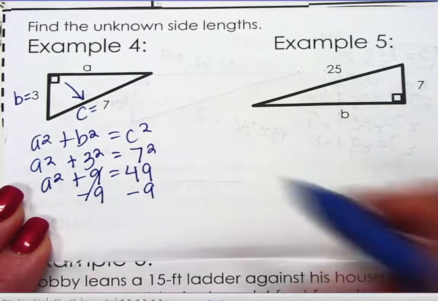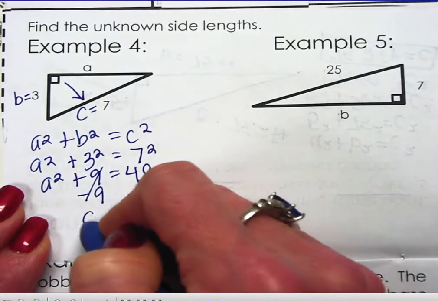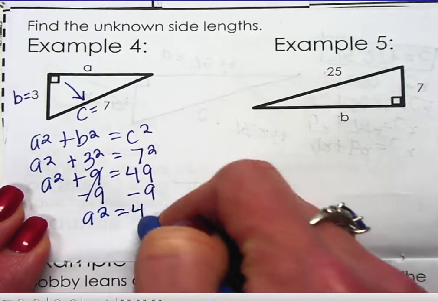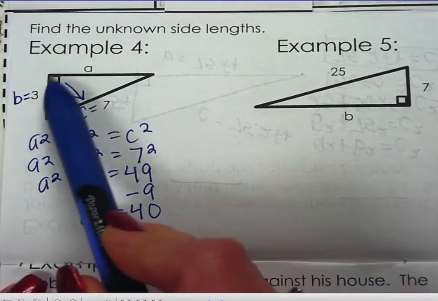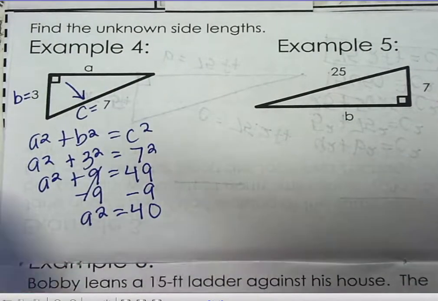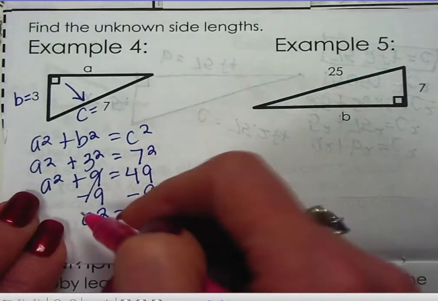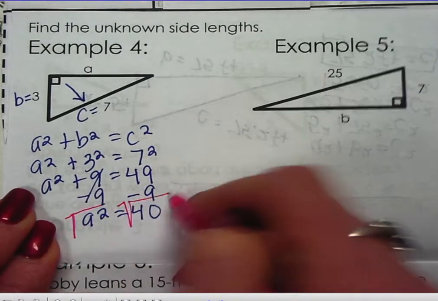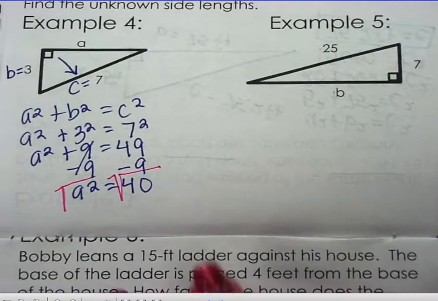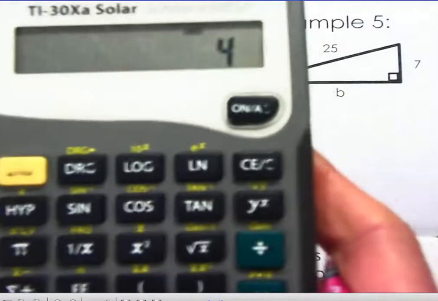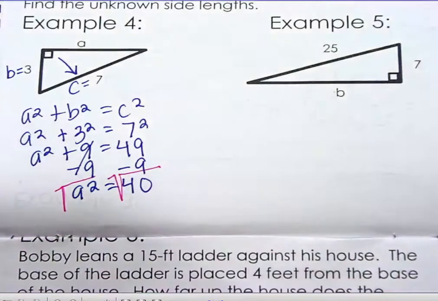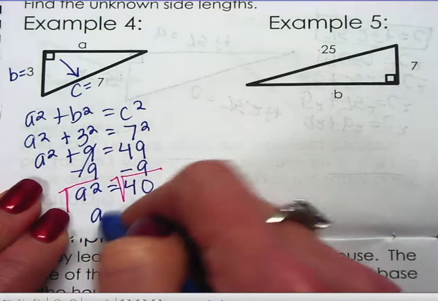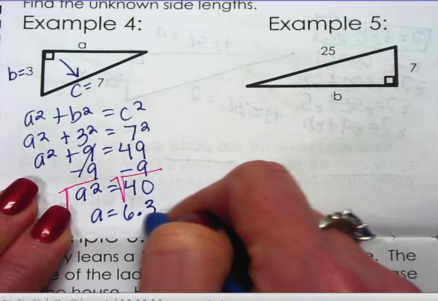So this cancels out, additive inverse property. And a squared equals 40. So again, our leg length is not 40. That's the square of our leg length. So we're going to find the square root of 40 using our calculator. I know it's between 6 and 7, but the square root of 40 is 6.3. So a is equal to 6.3.